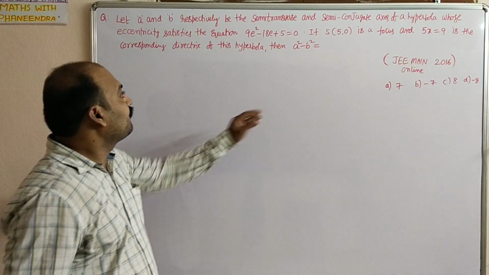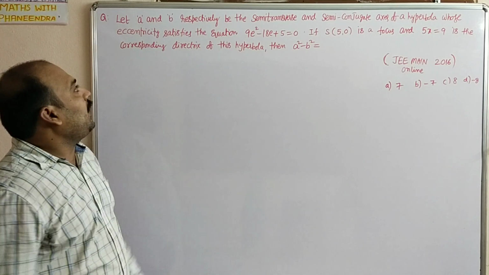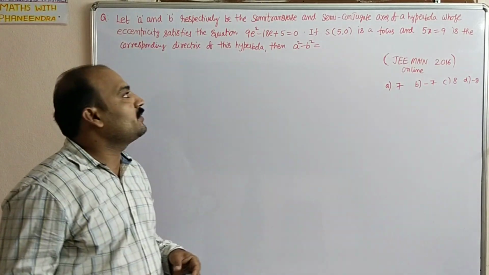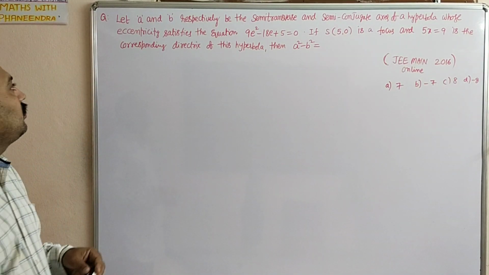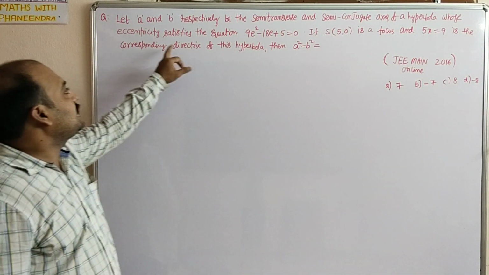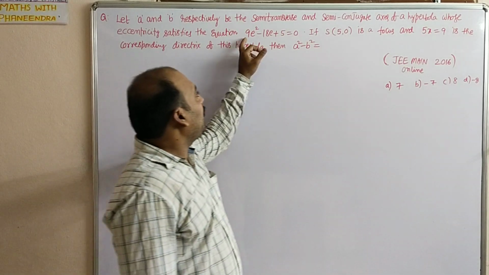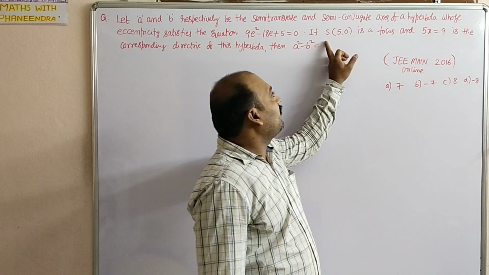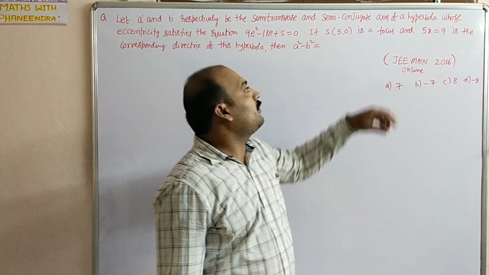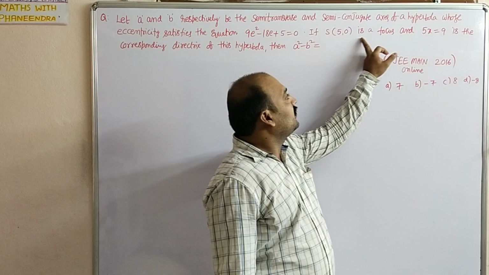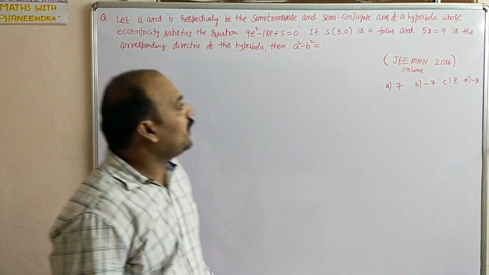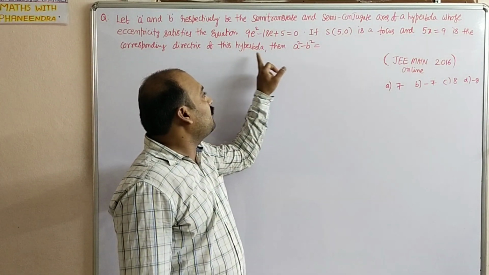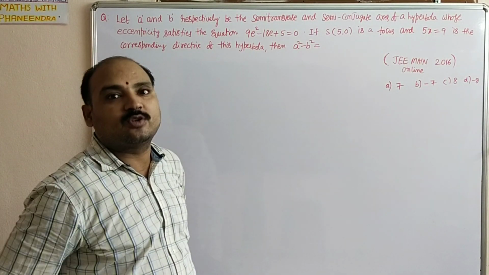The next question. Let A and B respectively be the semi-transverse and semi-conjugate axes of the hyperbola whose eccentricity satisfies the equation 9e square minus 18e plus 5 equal to 0. If focus S of 5 comma 0 is one of the foci and 5x equal to 9 is the corresponding directrix of the hyperbola, then a square minus b square.